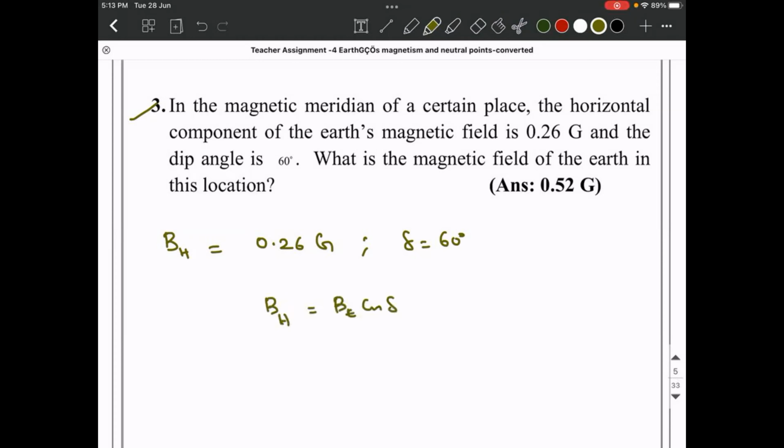It is BE cos delta. So B is 0.26 into... Wait, sorry, BE. B is what you need to find. BH is 0.26, which is equal to B into cos 60, which is half, which implies BE will be equal to 0.52 G. What does G stand for? 1 Gauss is how many Tesla? Very good. 1 Gauss is 10 power minus 4 Tesla. So Gauss is the CGS unit, Tesla is the SI unit.